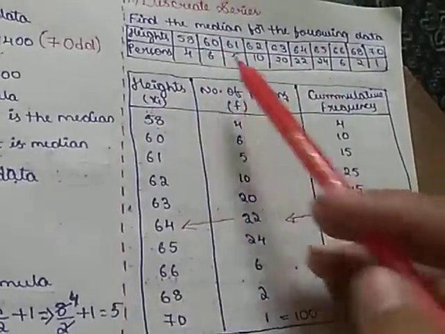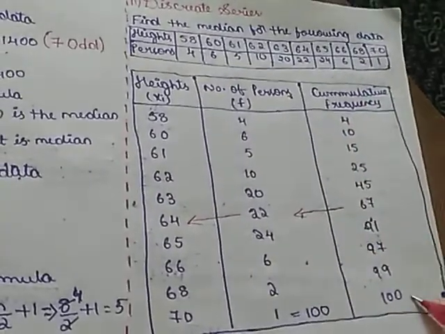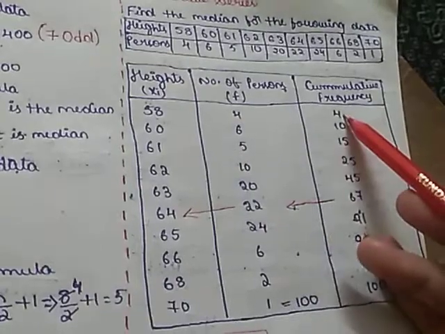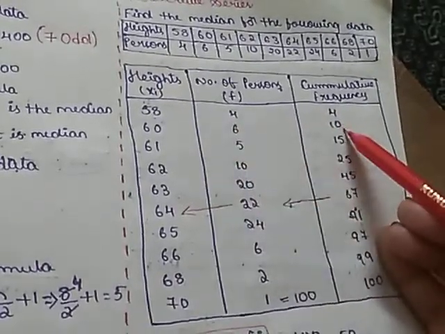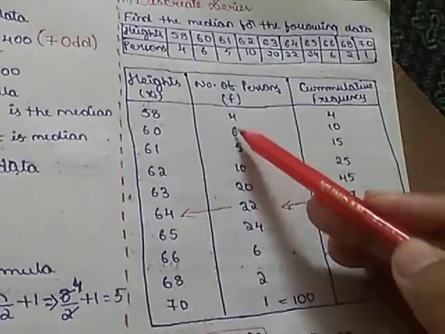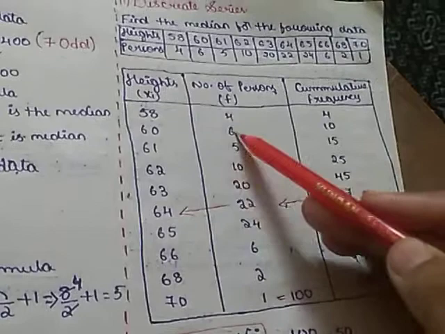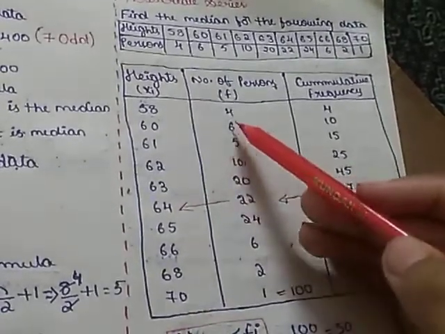And how did you write these cumulative frequency values? See, the first one is as it is, 4. The second one is 4 plus 6, which is 10. Then 4 plus 6 plus 5 is 15. 4 plus 6 plus 5 plus 10 is 25. 4 plus 6 plus 5 plus 10 plus 20 is 45.